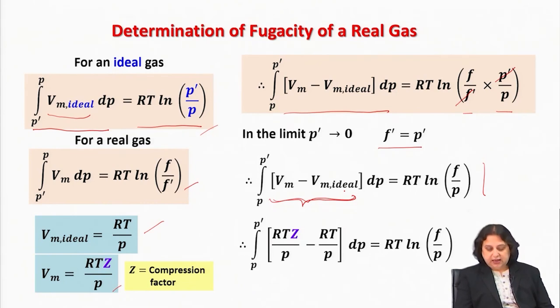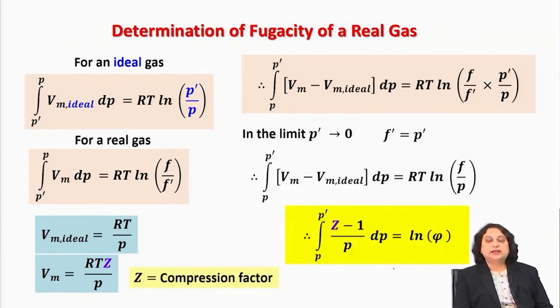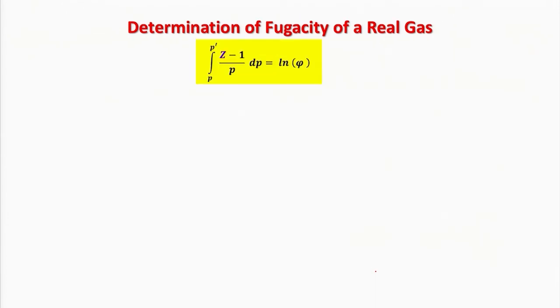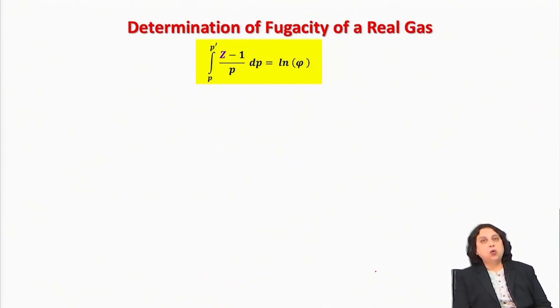Now, in this expression, as you see, RT appears on both sides of the equation. So I can eliminate it by dividing on both sides by RT, and the resultant expression turns out to be this. So now what you have here is an expression that you can use to determine the value of the fugacity coefficient φ. If I need to determine φ, what is it that I need to know? If I know for the given gas Z, the compression factor, as a function of pressure, I should be able to find out the left hand side here, and hence find out ln φ. Therefore, this is a summary of how the fugacity of a real gas can be determined.